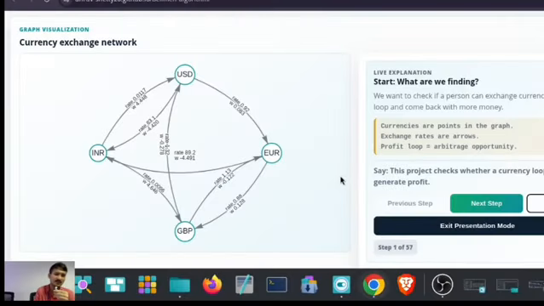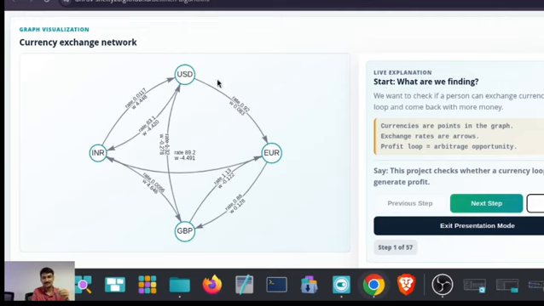The next topic is the Bellman-Ford algorithm. The graph for the Bellman-Ford algorithm is shown here. These INR, USD, EUR and GBP are the nodes of the graph, the vertices of the graph. The arrow represents the direction in which we have to travel. I will take USD as the first node. Anyway, we can take any node, but in this case I will take USD.